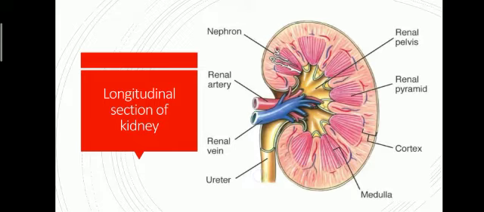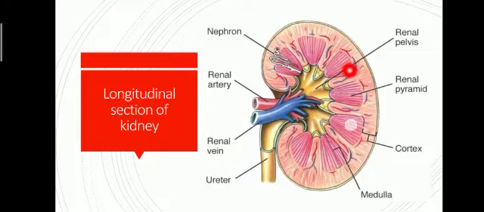Now let us see the longitudinal section of kidney. The kidney is bean shaped in structure, having the convex part and the concave part. Through the concave part enter two types of blood vessels. One is your renal artery, and one vessel leaves the kidney, that is known as your renal vein.